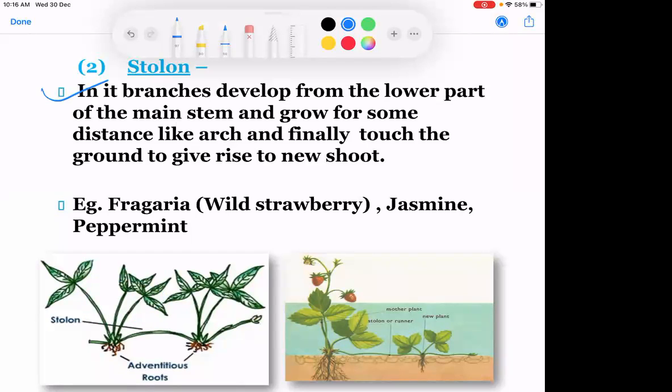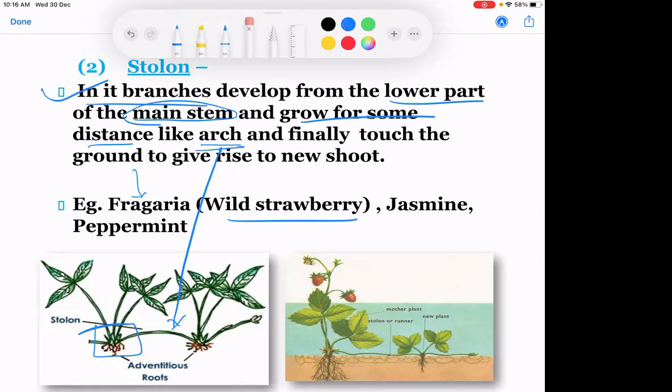Okay. So in it, branches develop from the lower part of the main stem. As I said, it is the main stem. Ready? They grow for some distance like an arc. So this is the formation of an arc. And finally touch the ground to give rise to a new shoot. For example, strawberry. The name of the plant is Fragaria, jasmine, peppermint, etc. So this is a special adaptation of vegetative propagation. Ready? The word I'm using is vegetative propagation.